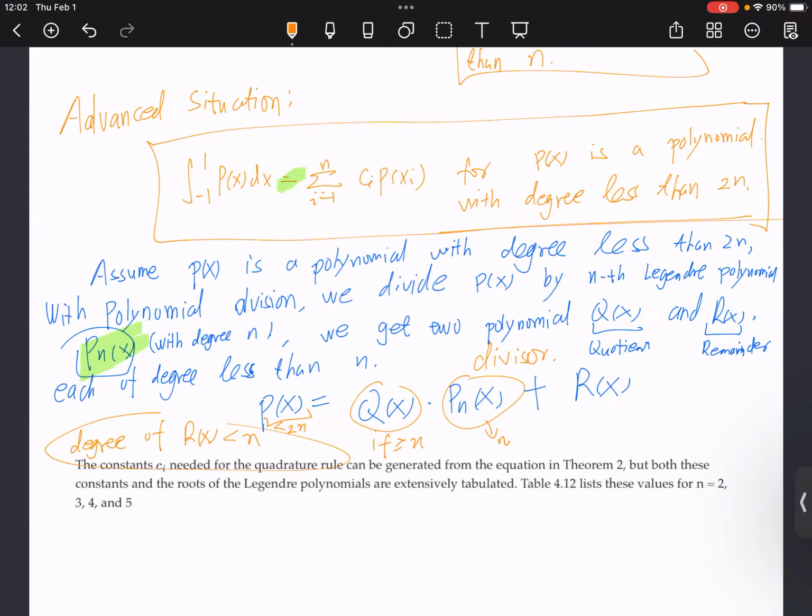If this one is with degree bigger than or equal to n, and this one is with degree n, then the product here is at least degree 2n. And then we get a polynomial with degree bigger than or equal to 2n, but on the left-hand side, this one is less than 2n. So we have a problem if this one is bigger than or equal to n. So the conclusion is that the quotient here should have degree less than n as well. And this is the long division.